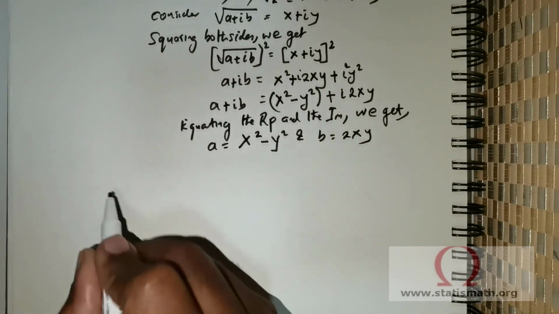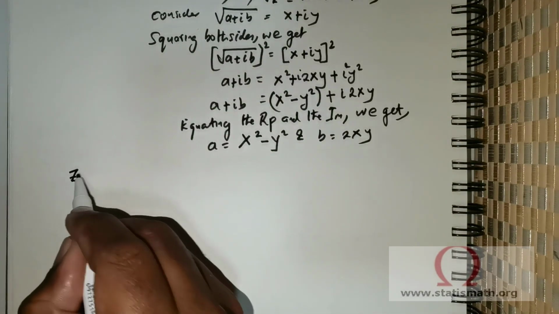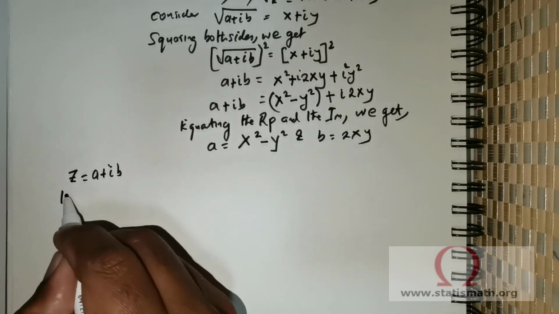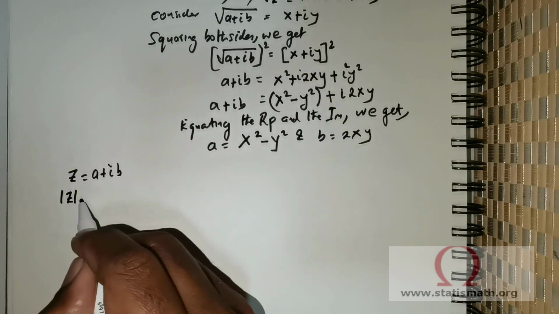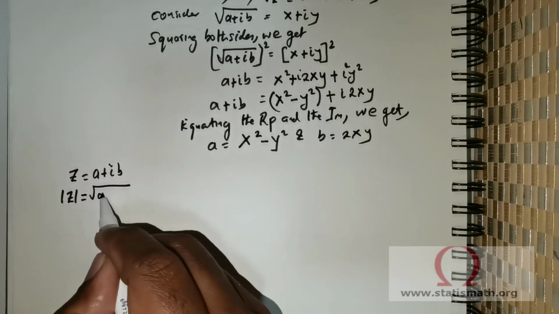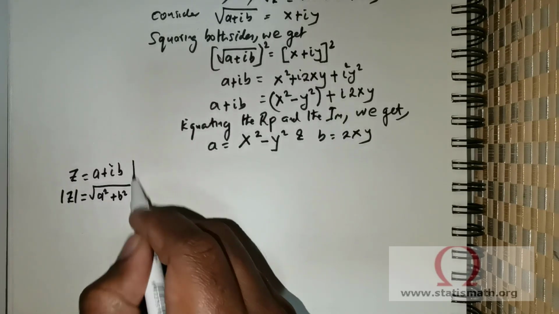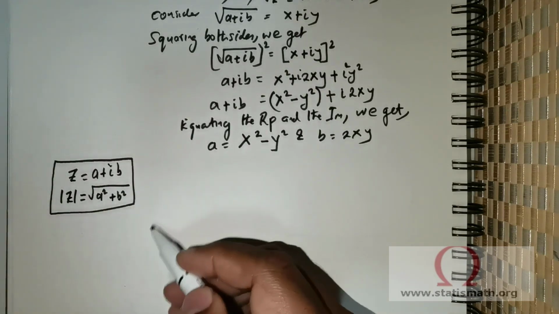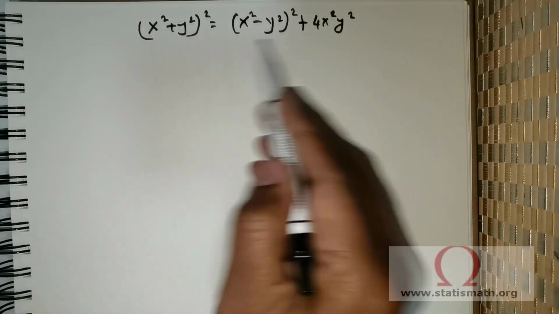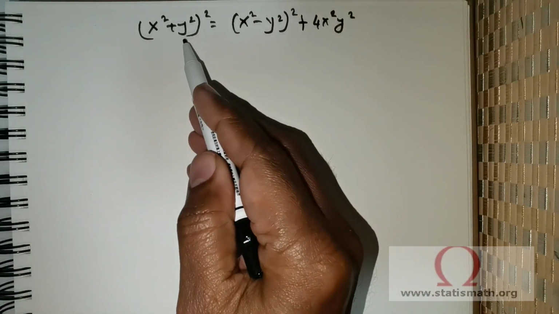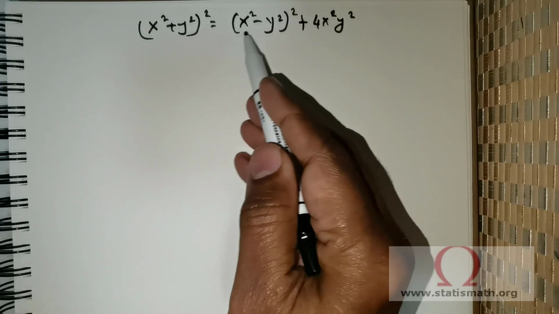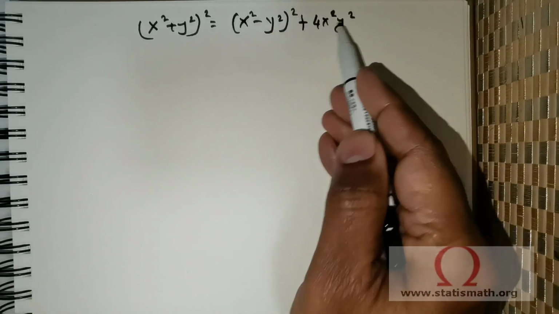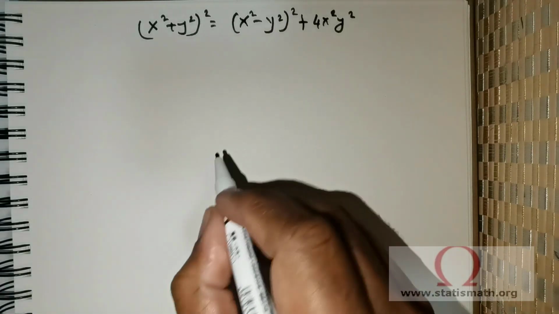Now, remember one thing, just for your information. We have taken z to be a plus ib. If I take the modulus of z, that is going to be root of a squared plus b squared. Why am I showing you this? Because we will be using this later on. We will also be using this equation: x squared plus y squared, raised to the power 2, is equal to x squared minus y squared, raised to the power 2, plus 4 times x squared y squared.